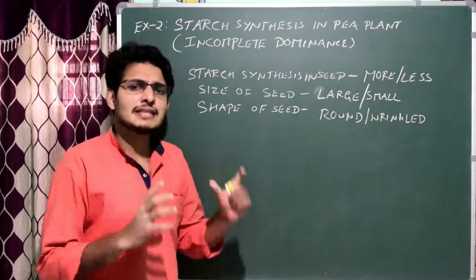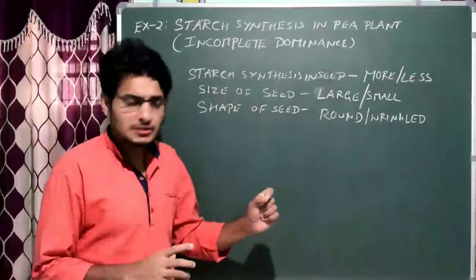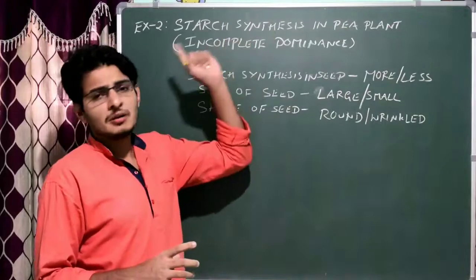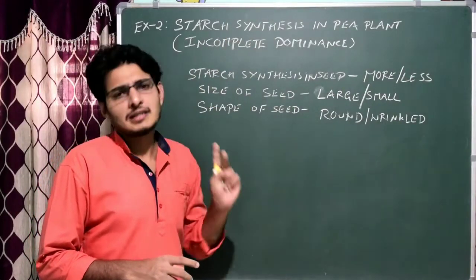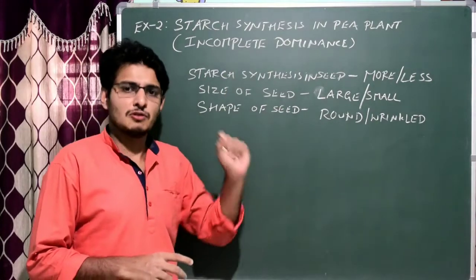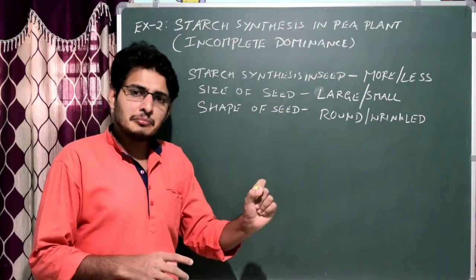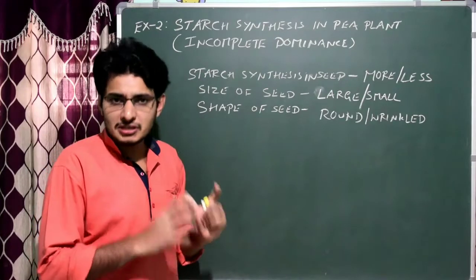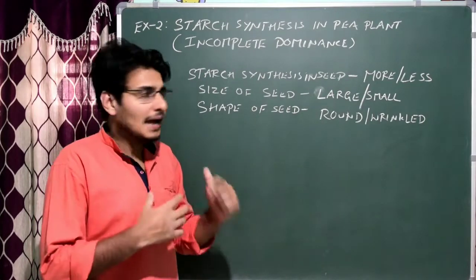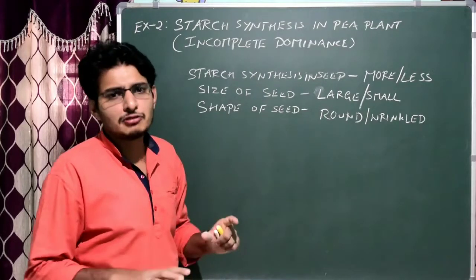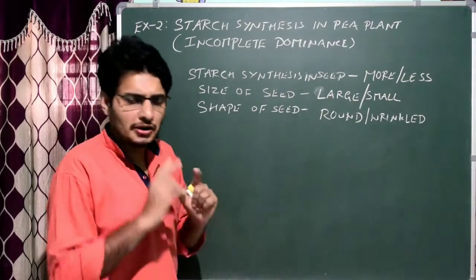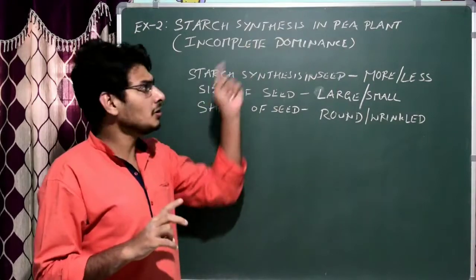Now we will learn the second example for incomplete dominance, that is starch synthesis in the pea plant, or Pisum sativum. In the NCERT textbook, only 2 examples are given for incomplete dominance. The first one is Antirrhinum majus or Mirabilis jalapa, by Carl Correns, and the other one is starch synthesis in the pea plant. Please remember, don't get confused with any other gene interaction. Only 2 things you have to remember for incomplete dominance.